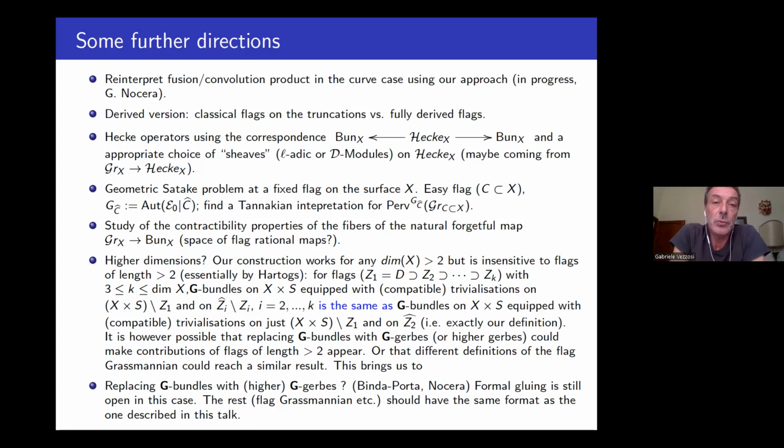you might have two ways of saying what a derived flag is. So it could be a classical flag on the truncation, or it could be a fully derived flag, like D a virtual Cartier divisor, Z an element in the derived Hilbert scheme, which is contained in that. I'm pretty confident that if we take classical flags on the truncation, all the results should go through, but the proofs should be adapted.